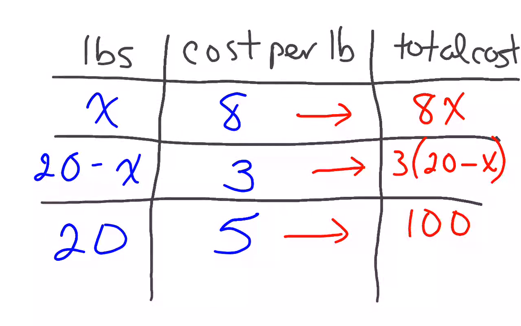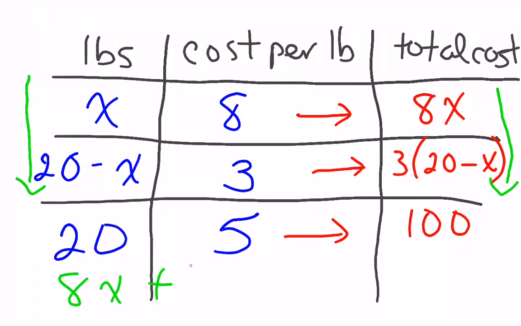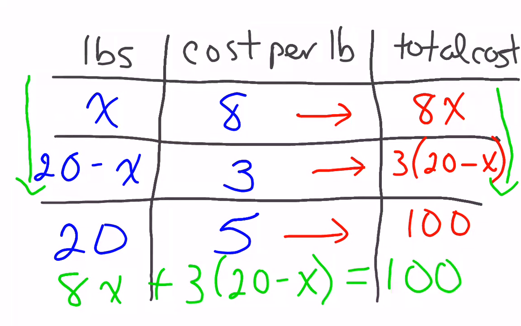Now we filled out the chart. Cool. Where do we get equations? Because we can solve equations. Well, it comes from going down the columns on the outsides. Notice in our pounds column, if I add those up, they will become 20: x plus 20 minus x is 20. The same thing applies for our total cost. We add going down, so our equation becomes 8x plus 3 times 20 minus x equals 100. Now we have an equation we can solve.